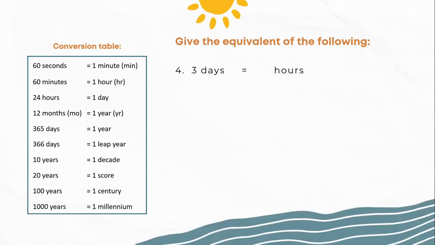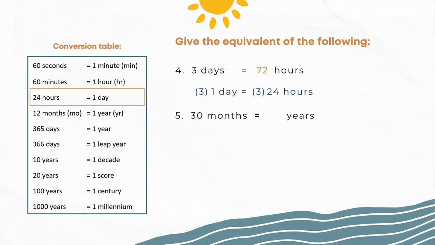Okay, we proceed to number 4: 3 days equals how many hours? From the conversion, we have 24 hours equals 1 day. So we could multiply both sides by 3. We get 3 days equals 72 hours.